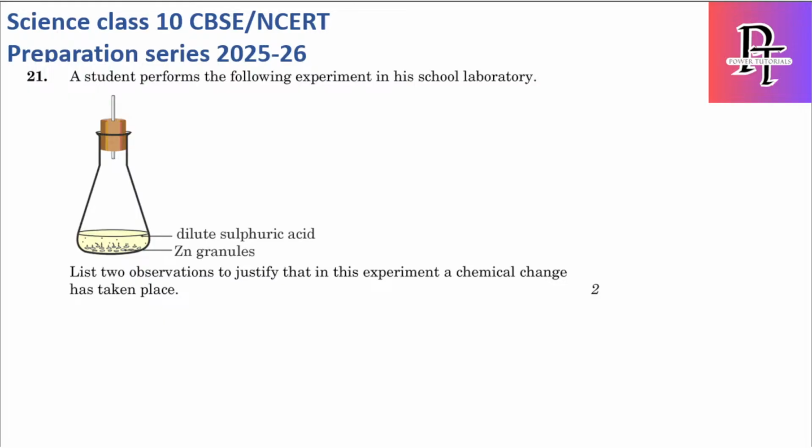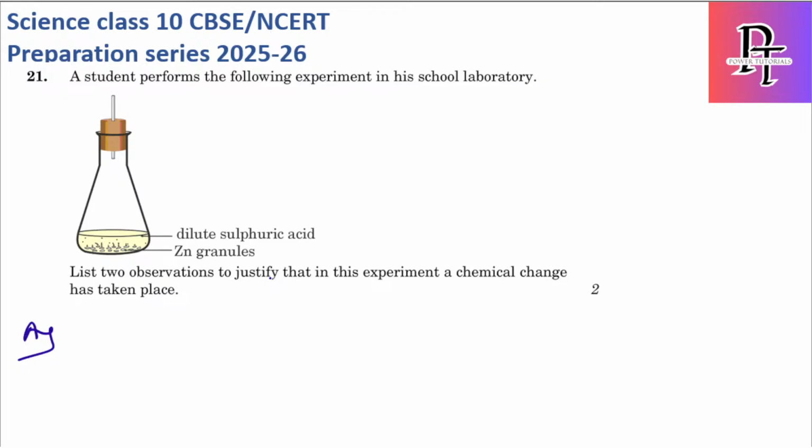So let's start with the first question. A student performs the following experiment in his school laboratory: we have zinc granules and dilute sulfuric acid in a funnel-type test tube setup. List 2 observations to justify that in this experiment a chemical change has taken place.